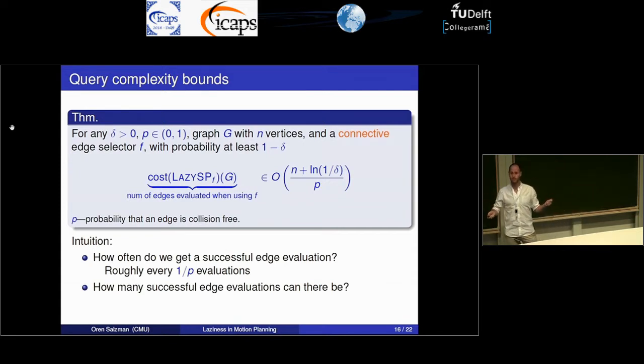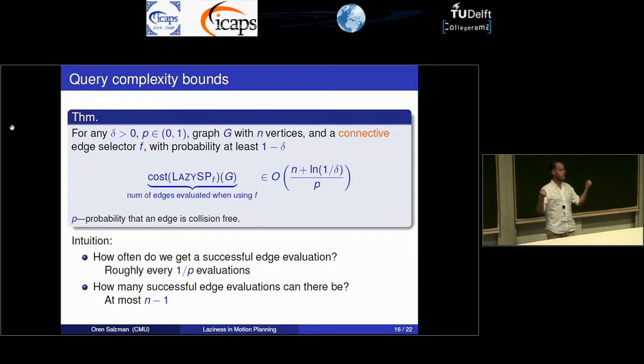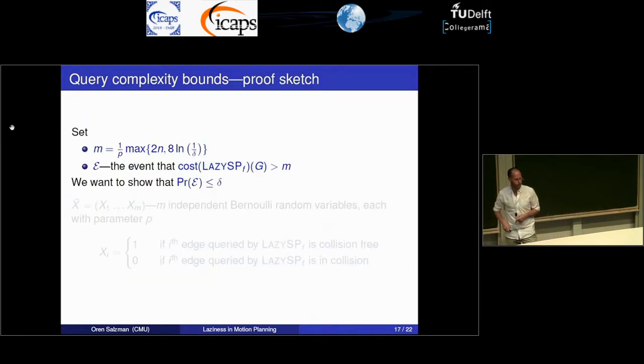Again, someone? I didn't assume I'd get answers. But again, this is not hard. If the edge selector is connective, we start with 0 connected components. At most, after n minus 1 iterations, we have a connected graph, and then we found a path between the start and the goal. So these are the two main, pretty straightforward ingredients that we're going to use in the proof. So let's set m to be roughly n over p, and we want to bound the probability that the following event will occur: that the cost of LazySP is going to be large.